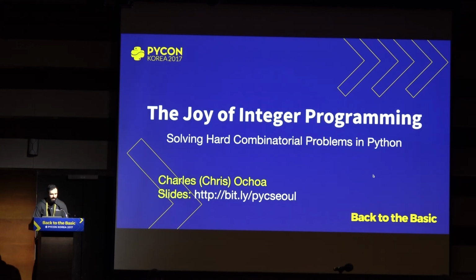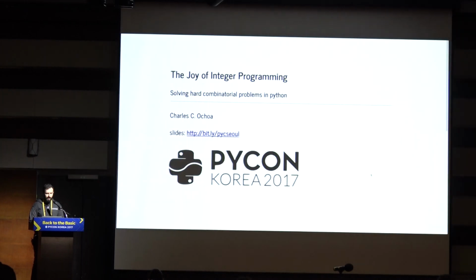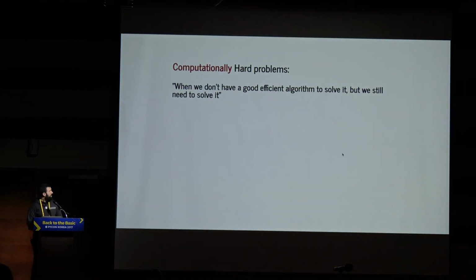All right. Hello, everybody. My name is Charles Ochoa, although I sometimes go by my middle name, Chris. I am a data scientist employed at LogRank Analytics, which is a consulting company I founded a few years ago. And today, I'd like to talk to you about computationally hard problems. These are problems where we don't have a good, efficient algorithm that can solve them in a reasonable time frame. But they're actually very common, so we still need to give some solution.